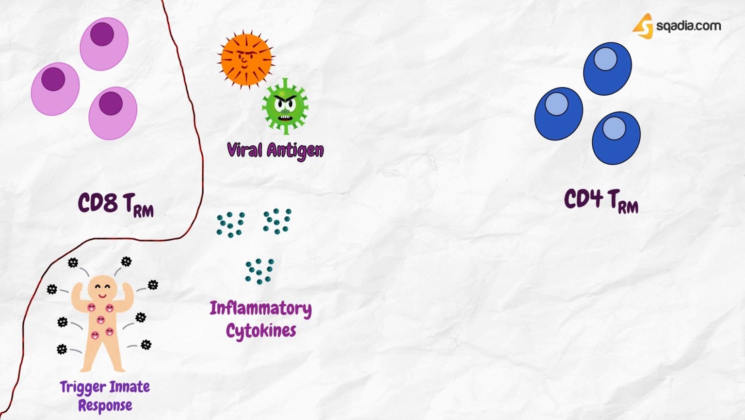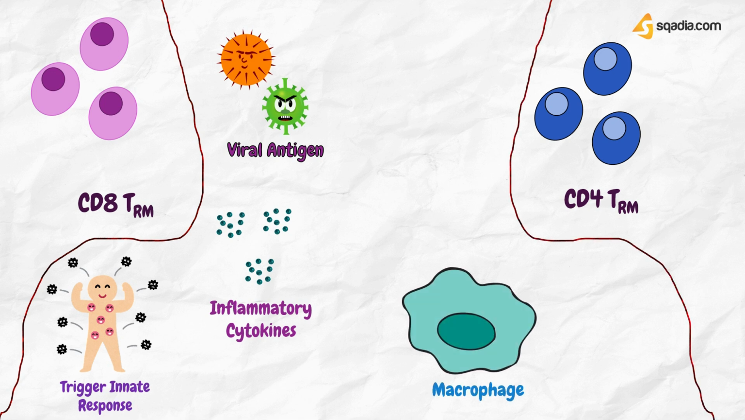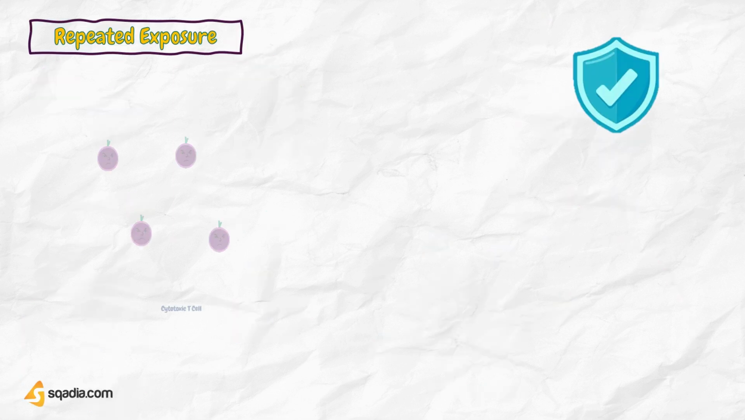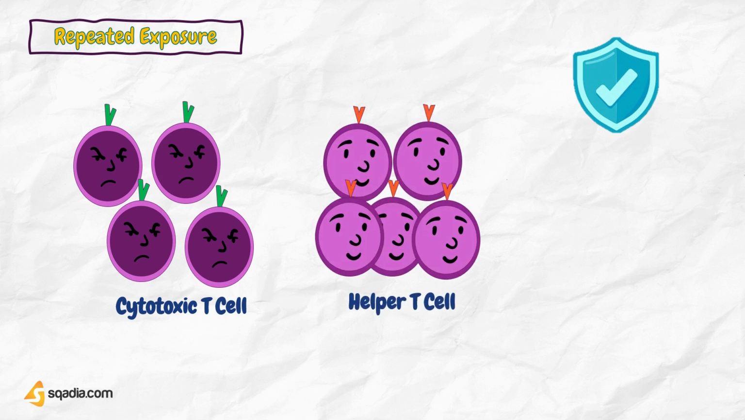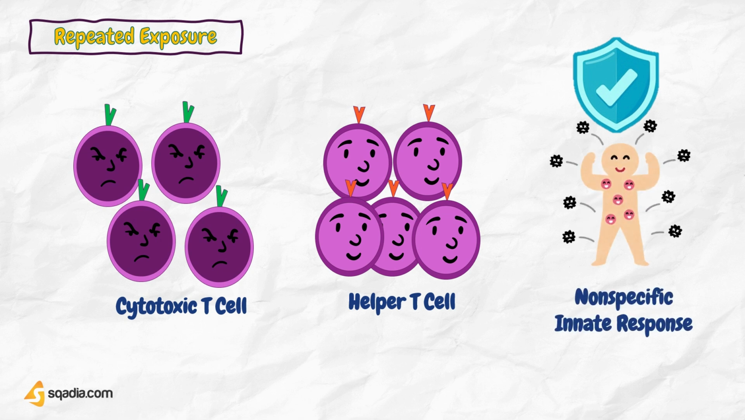CD4 TRM cells are found in clusters surrounding macrophages in the mucosa. Unlike TEM cells, TRM cells do not circulate in the blood and are not replenished from the blood. They remain in peripheral tissues. Subsequent exposure to that same antigen results in a more rapid and longer production of cytotoxic T lymphocytes, a more rapid and longer production of T4 lymphocytes, and triggering of nonspecific innate immune responses.